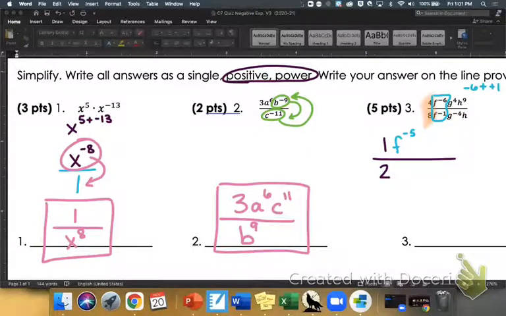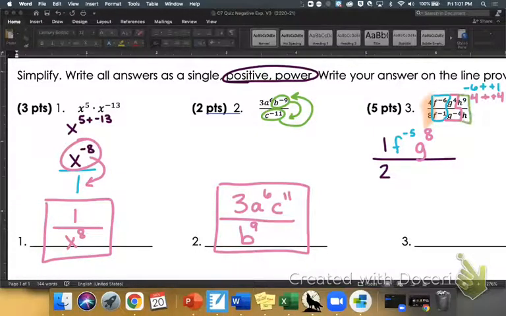Then we repeat this process with the next letter, which in this case is g. There's a 4 in the numerator, a negative 4 in the denominator, and when we subtract, we end up with g to the positive 8th. Once again, subtracting a negative changes to adding a positive.